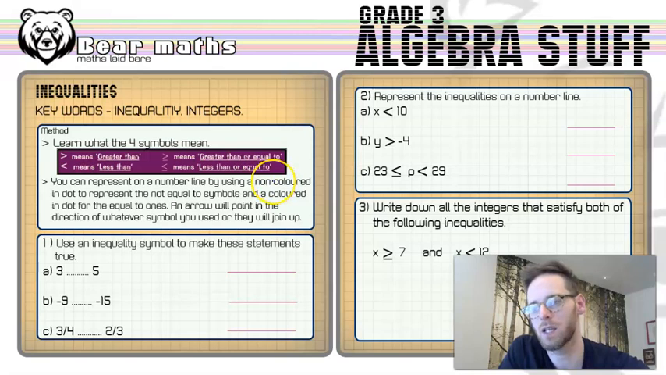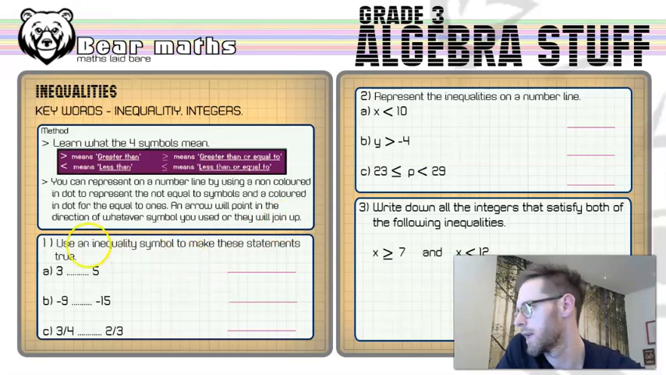They replace the equal symbol or any other symbol that you could use there, but mostly just the equals symbol. You can represent on a number line by using a non-coloured in dot to represent the not equal to symbols, and a coloured in dot to represent the equal to ones. An arrow will point in the direction of whatever symbol you used, or they will join up. That will make more sense when I show you what it looks like.